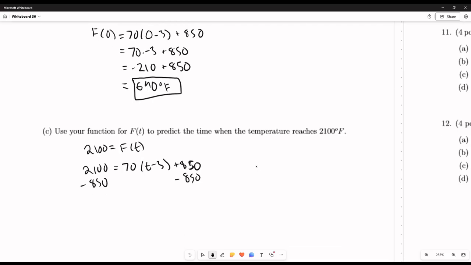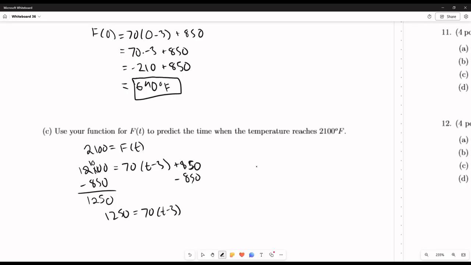I'm not going to try to do this in my head. Oh goodness gracious, I know how to subtract numbers. So 0 minus 0, 0. We'll need to borrow that 0 over here, stick it over there. That'll be 5, borrow from here. It has been a long time since I have thought about borrowing, but here we are. So we get 1250 equals 70 times (t minus 3).